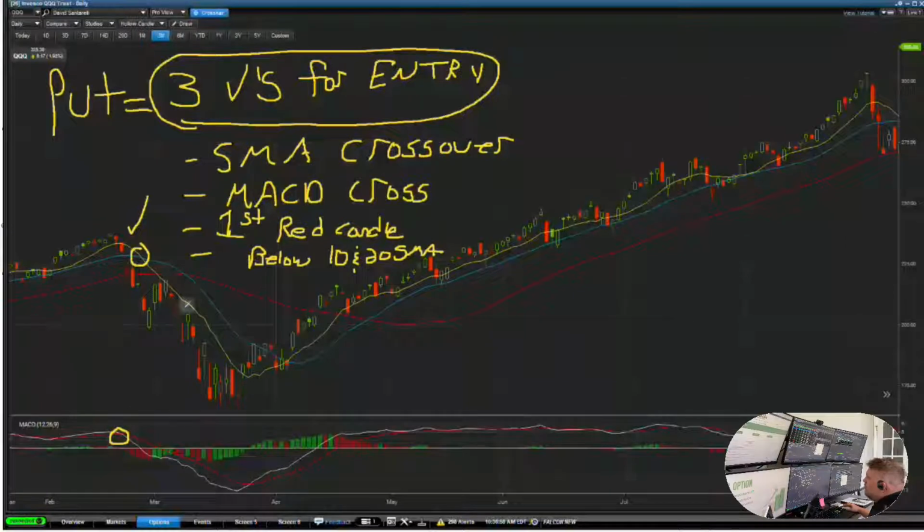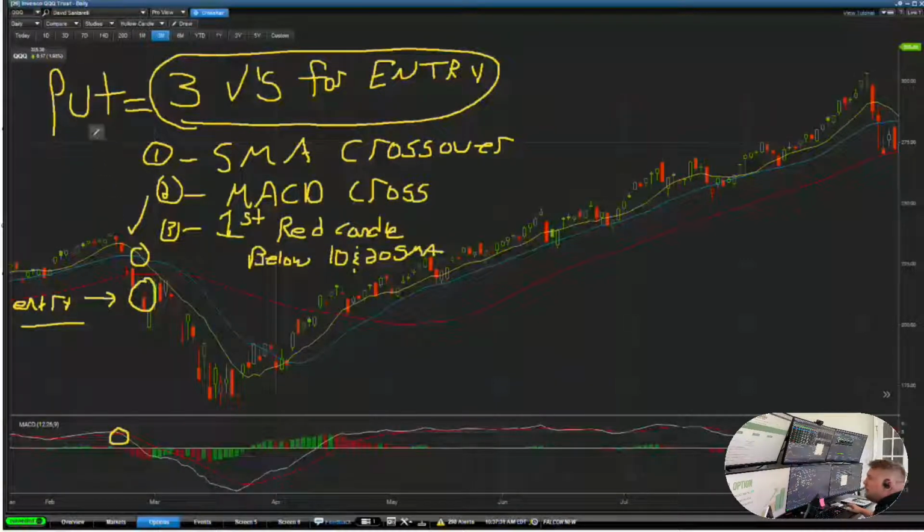So here are your 3 check marks that you're looking for. 1 is the SMA cross. 2 is the MACD cross. Number 3 is that first red candle below the 10 and 20. Well, here's the 10 and 20, right? Where's that first red candle after the crossover? Well, that's going to be right here, right? So right here is your entry for that put. So if that's your put entry right here, that's where you're entering.